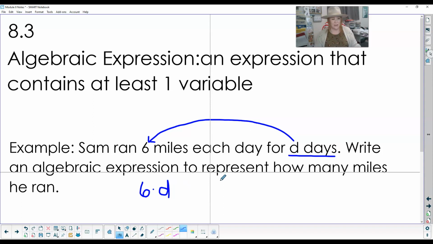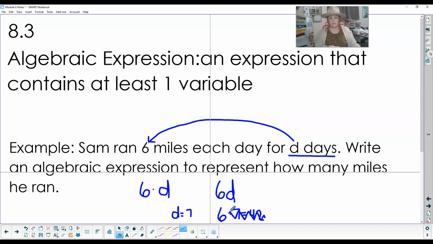Another way, a better way, I would say actually, to write this is 6 groups of D. You put the variable and the number right next to each other. And it's just a math rule that you always put the number first. I have 6 of these, 6 D's. So if D, now it tells us D equals 7. Remember, this is not 67. This is 6 times 7. And that would equal 42.